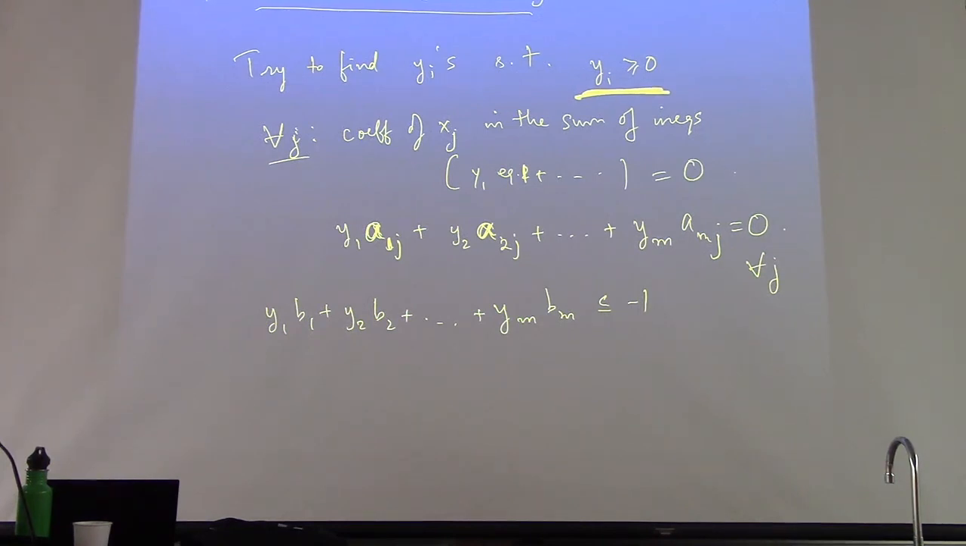So you have the same kind of situation: this new set of linear inequalities, which is another linear program, is feasible if and only if the previous system is not feasible. And this is what's called the dual, and we'll get to this next time.